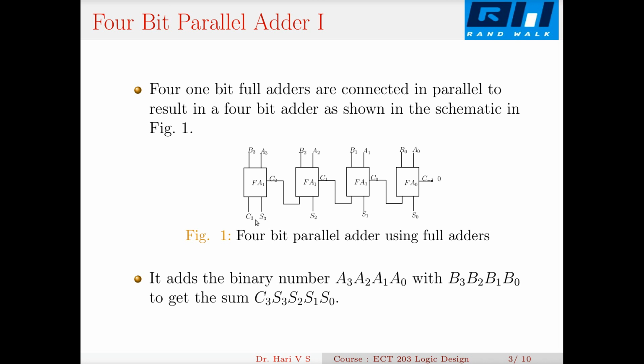So the sum at the output is the pattern C3, S3, S2, S1, S0. Suppose I add 15 with 15, that is 1, 1, 1, 1 and 1, 1, 1, 1, then the result will be 1, 1, 1, 1, 0. That makes it a 30. So C3 is also part of the sum. That is the point. C3, S3, S2, S1, S0 is the sum.